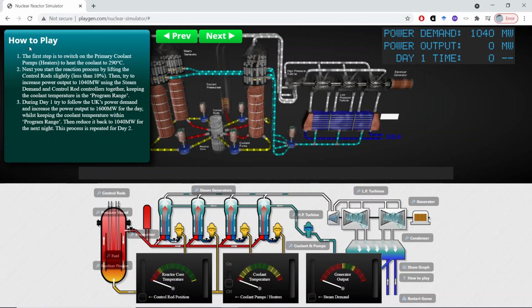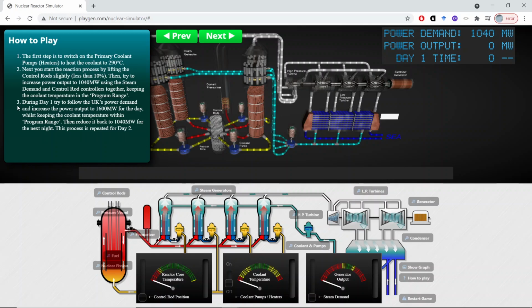How to play? 1. The first step is to switch on the primary coolant pump heaters to heat the coolant to 290 degrees. 2. Next, you start the reaction process by lifting the control rod slightly less than 10%, then try to increase power output to 1040 megawatts using the steam demand and control rod controllers together. So steam demand here, control rod controllers here. And why not the coolant pumps?